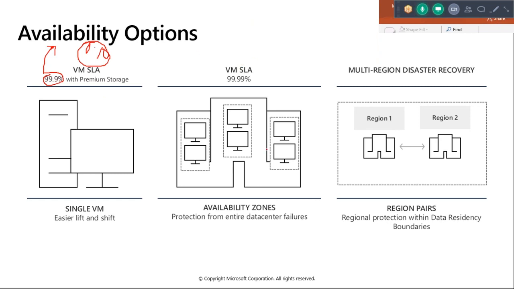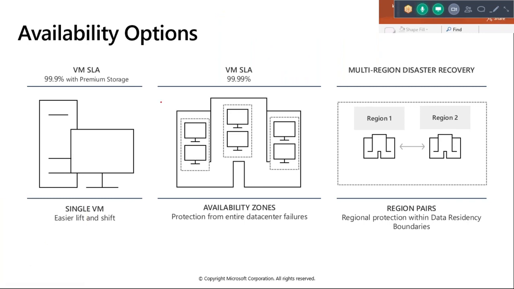Suppose you go with a concept called availability zones. What do you mean by that? In East US, as I said, there are 3 physical data centers, which means zone 1, zone 2, and zone 3. And all 3 data centers are connected to each other with an optical fiber connection.